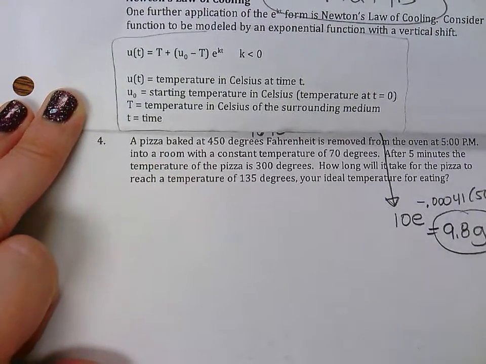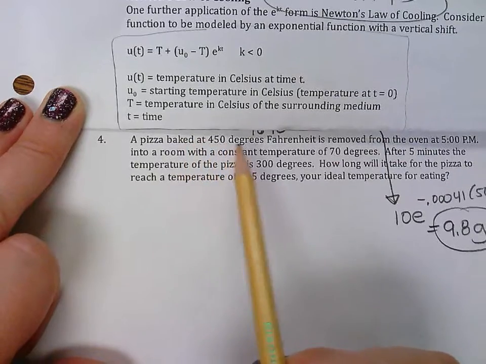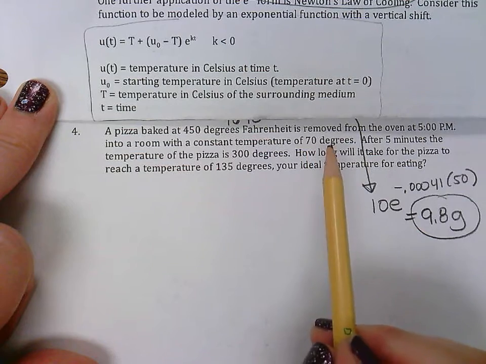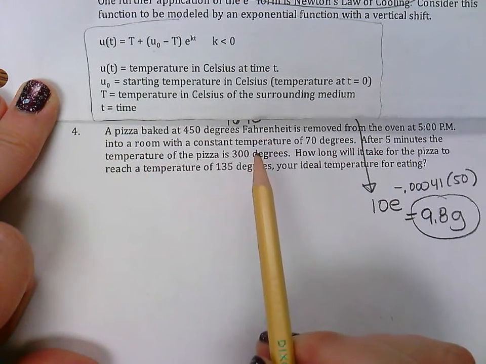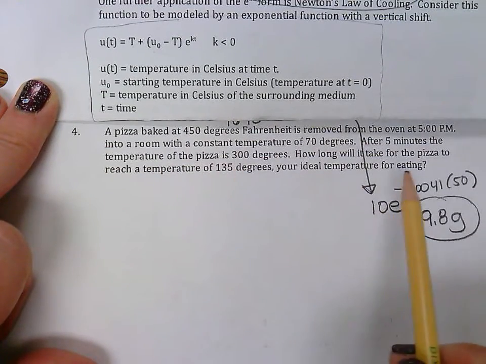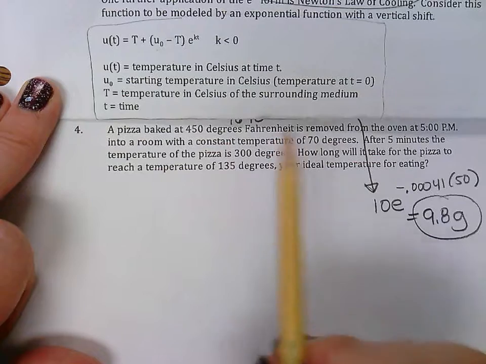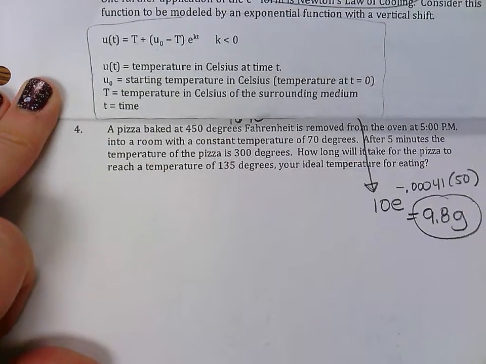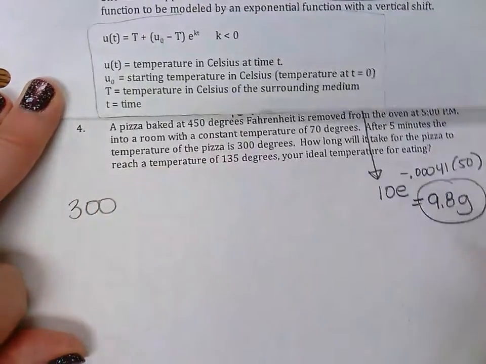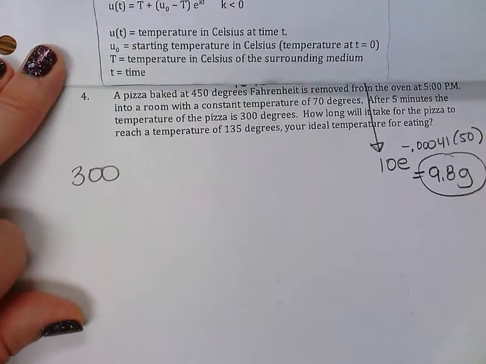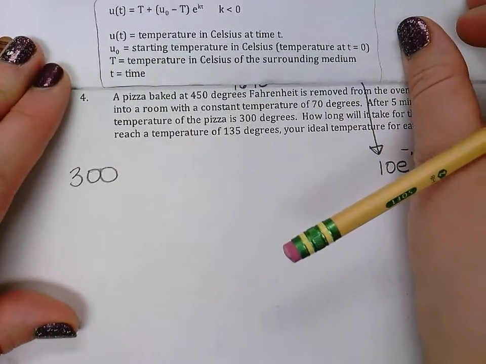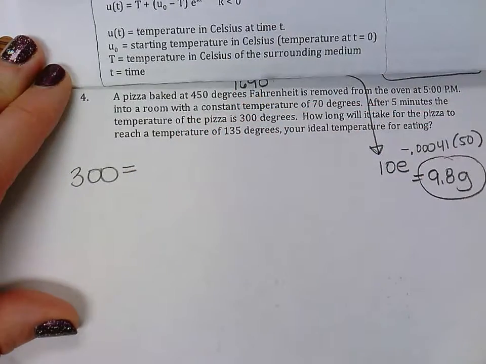That's fine. A pizza is baked at 450. It's removed from the oven at 5 p.m. The room is 70 degrees. After 5 minutes, the pizza is 300 degrees. How long does it take the pizza to reach 135, which is your ideal temperature for eating? So we have to solve for k first for this pizza. Currently the pizza is 300 degrees. I don't know if the pizza is really 450 if you pull it out of a 450 oven, but we're going for that. So room temperature is 70.